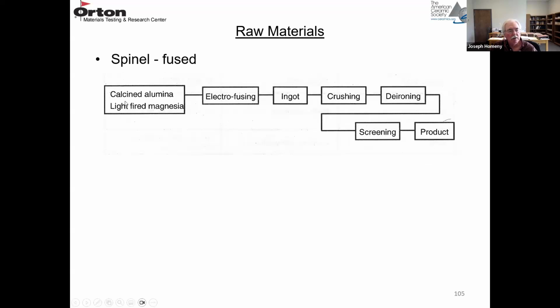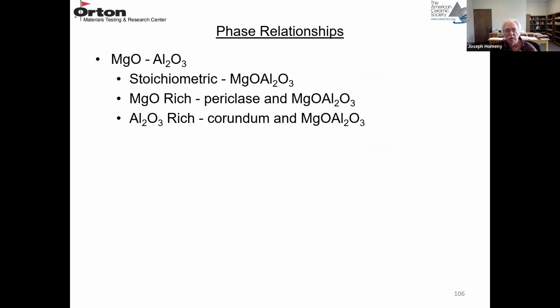And the fused material, again, you're starting out with a calcined alumina and a calcined magnesia. You fuse these, and then you pour them into an ingot. After they crystallize, they're crushed. You might have a purification step, and they're again screened into different sizes for the final product. The advantage of a fused material is it's going to have large crystal size and low porosity. So it's going to have better corrosion resistance than a sintered material.